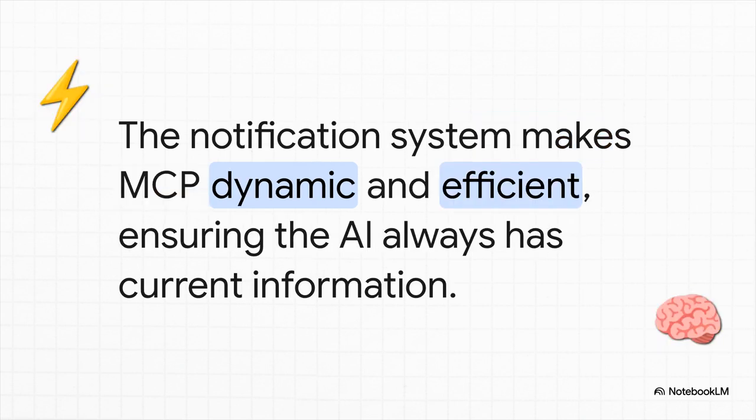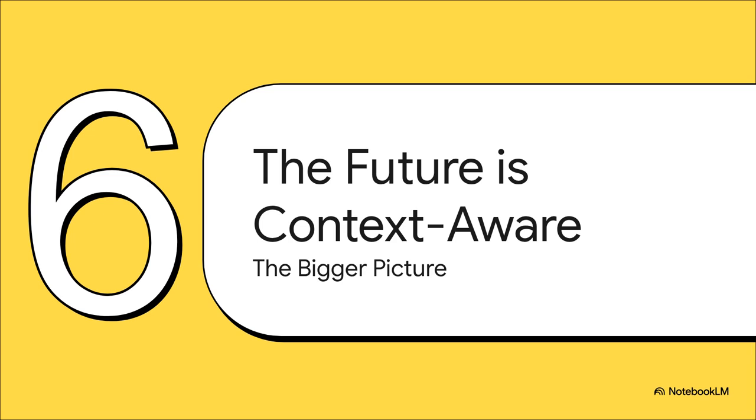And that notification system is really the secret sauce. It makes the whole protocol incredibly dynamic and efficient. The AI doesn't waste energy constantly checking for updates. It can just sit back and wait to be told when something important has changed, ensuring it always has the freshest information. So, let's pull back and look at the big picture here.